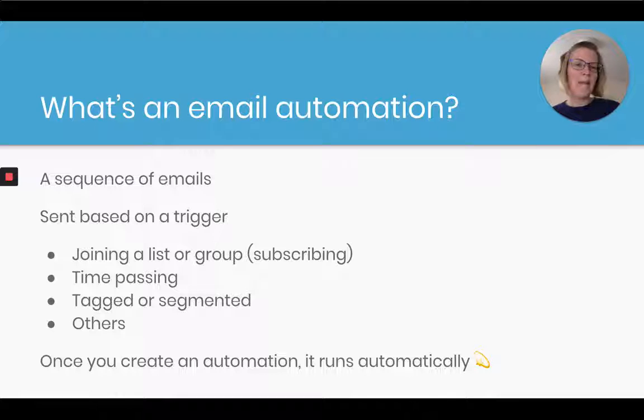And once you create this automation and turn it on, it will just run automatically. And it's really awesome. You can look at how many people have signed up and your open rates and click-through rates and things like that, and basically your levels of engagement.